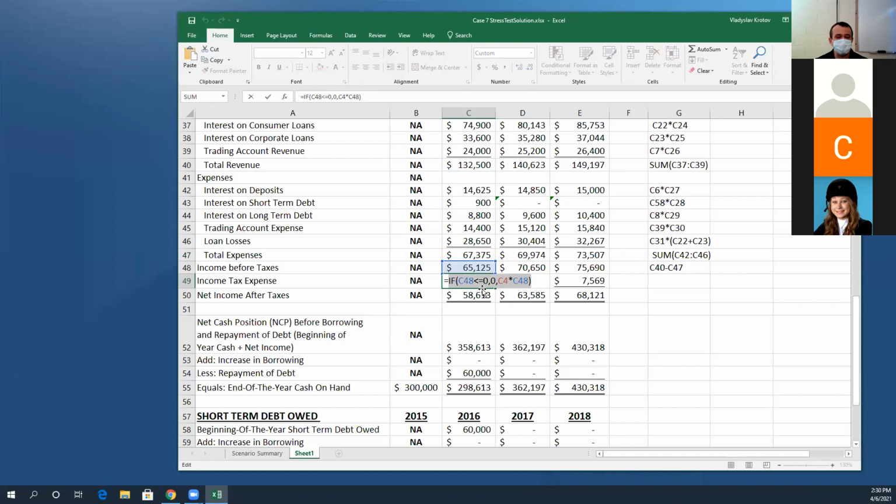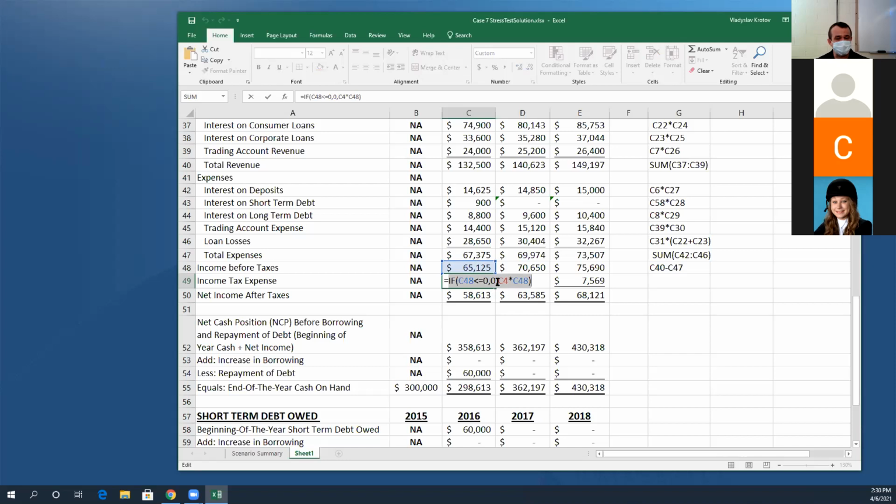If C48 is less than 0, which means your income before tax is less than 0, your tax is 0, because in the United States, you don't pay tax on losses, right? So this is the formula. If C48 is less than 0, the tax that you're paying is 0. You don't pay any tax on losses, okay?